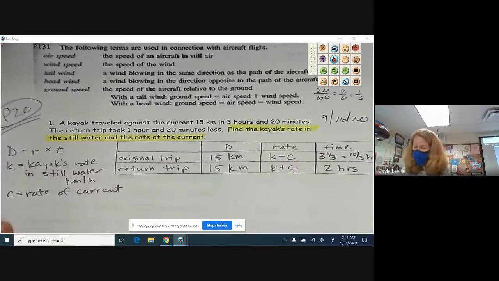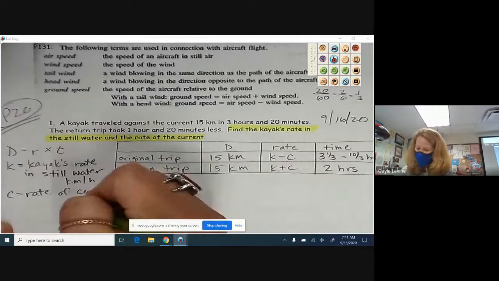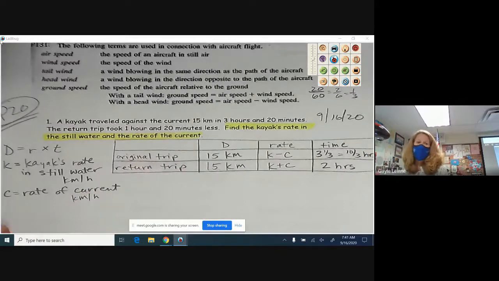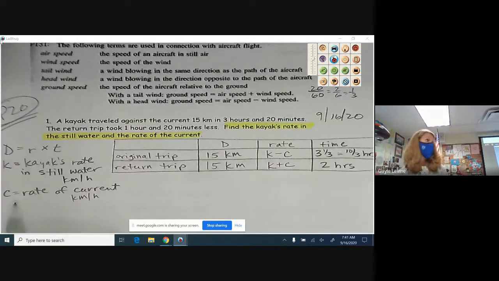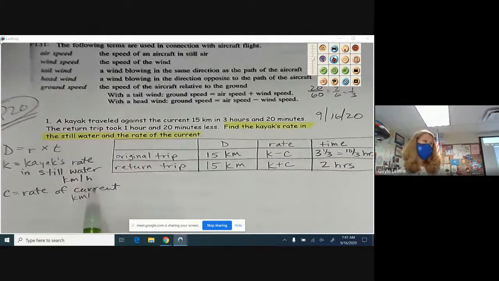I'm going to say that this is kilometers per hour, and I'll be looking for you to assign the variables. So if it's a 5-point question, I'm going to assign a point for the variables. So you could lose a point if you didn't assign the variables. All right, and I'm going to scoot this up a bit.